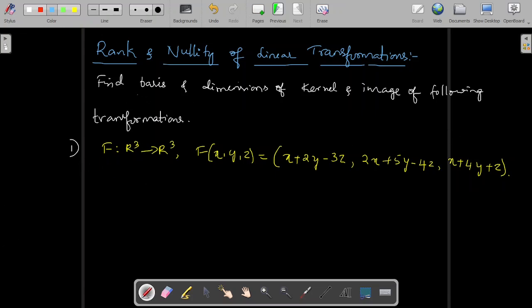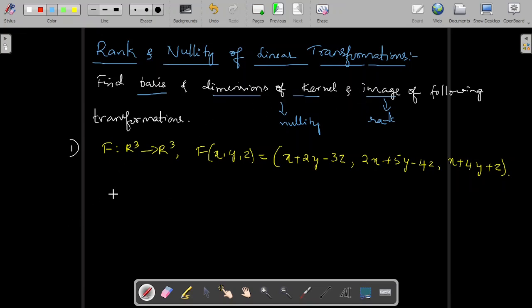Find basis and dimensions of kernel and image of the following transformation. This is the given transformation. You know that dimension of kernel is called the nullity of the given transformation, and dimension of image of the transformation is called the rank of the transformation. You know that kernel and image of a transformation are both subspaces, meaning they are vector spaces independently. If they are vector spaces, then they should have a basis, and the number of elements in a basis is called the dimension of those vector spaces. So let us find that first.